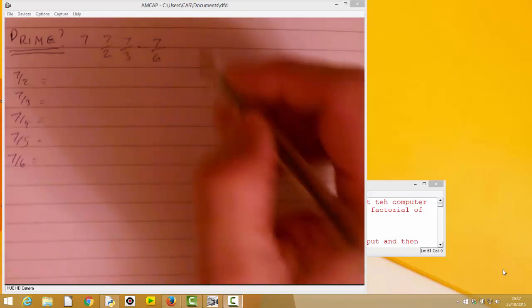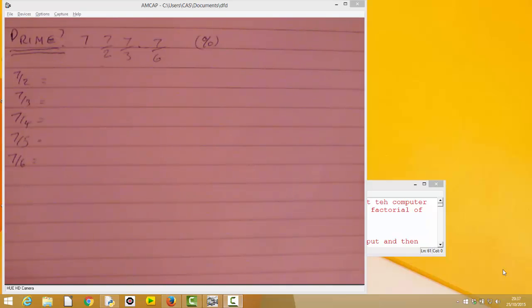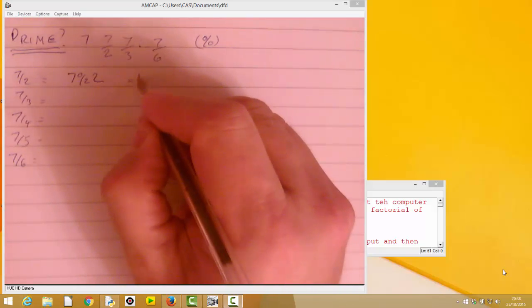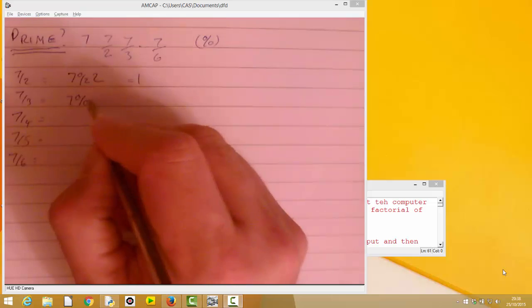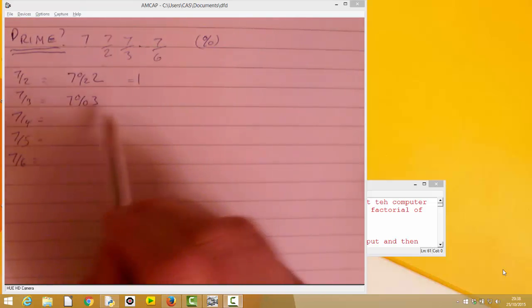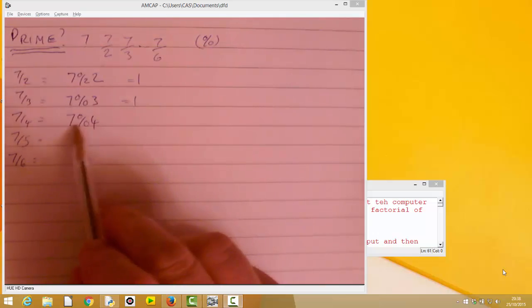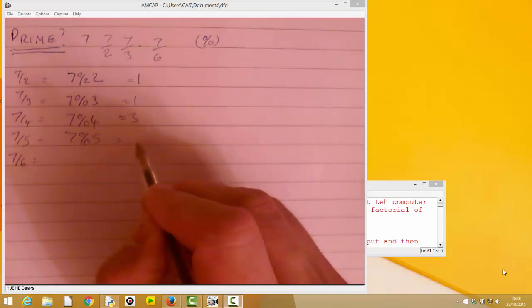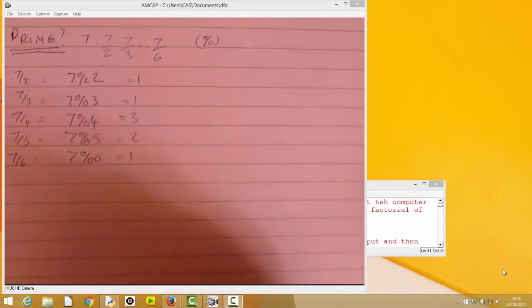And we're fortunate that in Python we have the modulus mathematical operator, that tells me what the remainder is. So if I do 7 mod 2, it gives me a remainder of 1, because it goes in 3 times remainder 1. If I do 7 mod 3, this goes in twice and leaves me a remainder 1. 7 mod 4, 4 goes in once and leaves a remainder 3. 7 mod 5 goes in once and leaves a remainder 2. 7 mod 6 goes in once and leaves remainder 1.